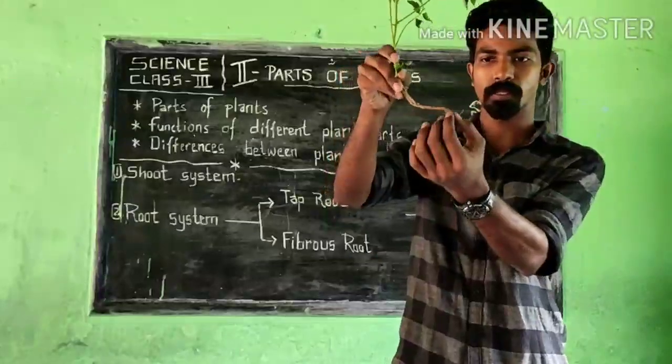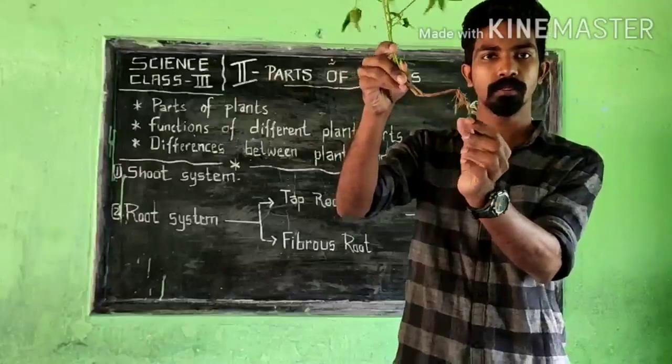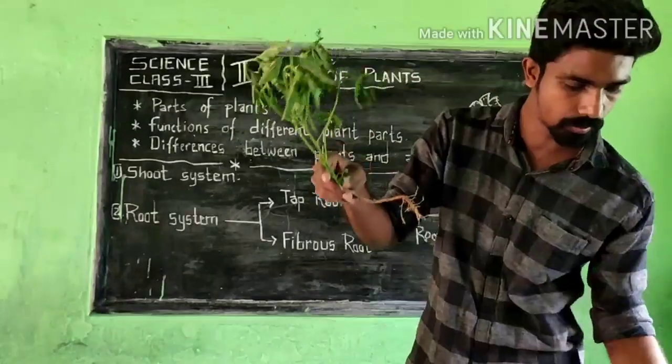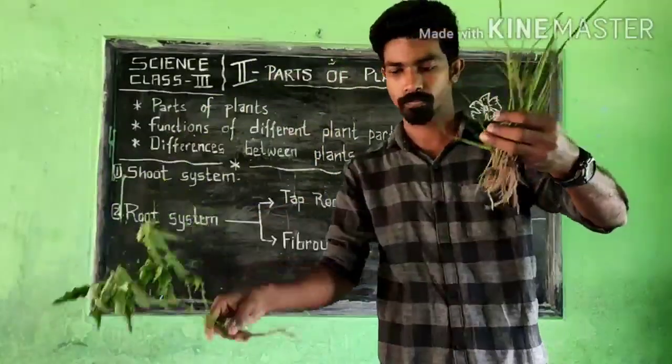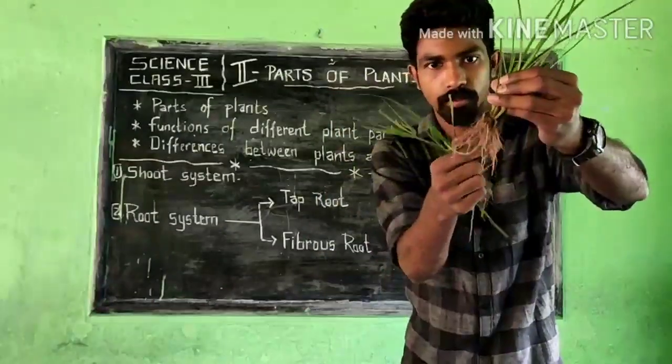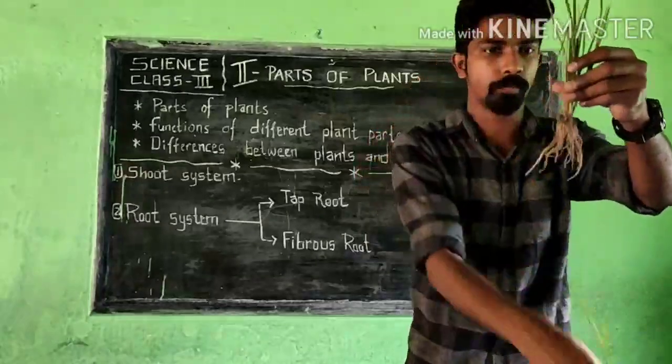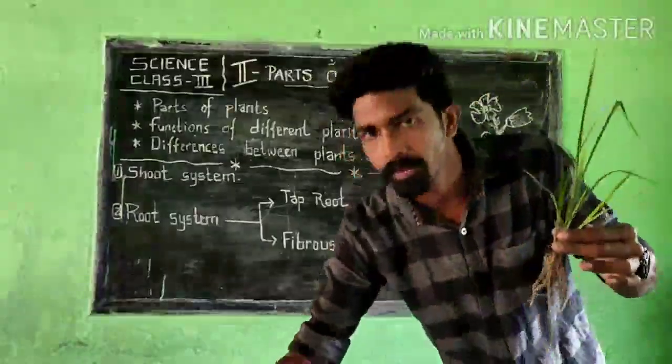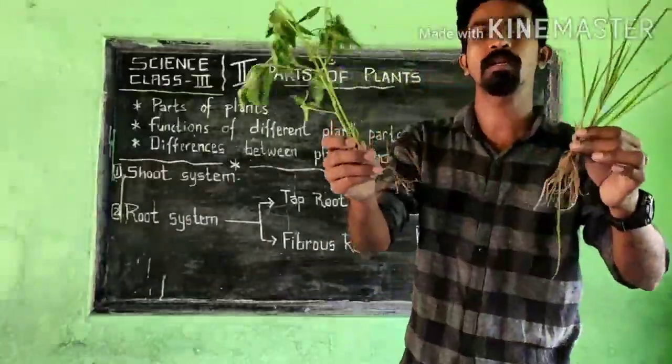You can see there is a main branch going downside. This is a type of root. And one more is there. This is simple grass. I think you can see these roots. So these are two different types of roots which we can see in our nature.